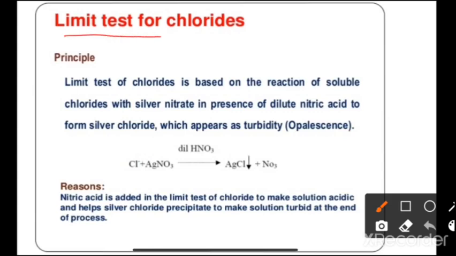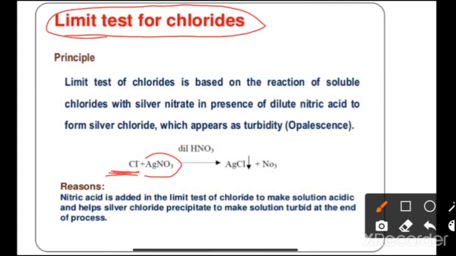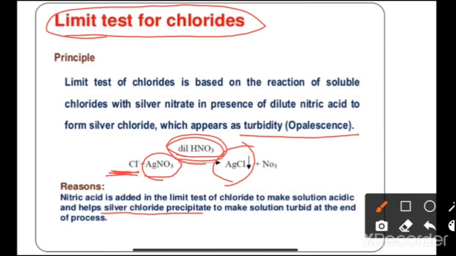When we see the principle of chloride limit test, here chloride, which is soluble in the sample solution, reacts with silver nitrate in the presence of dilute nitric acid. It forms the precipitate of silver chloride, which appears as a turbidity or opalescence and is compared with the standard solution. Here dilute nitric acid is used, which helps to form the precipitate of silver chloride and make the solution turbid at the end of the process.